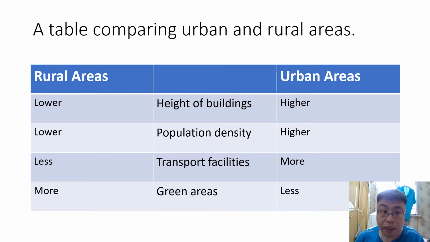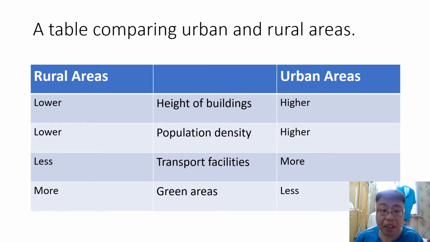As you can see, this is a table comparing urban and rural areas. And there are 4 criteria for comparison. The first criterion is the height of buildings. The second criterion is the population density. The third criterion is transport facilities. And the fourth criterion is the size of green areas.